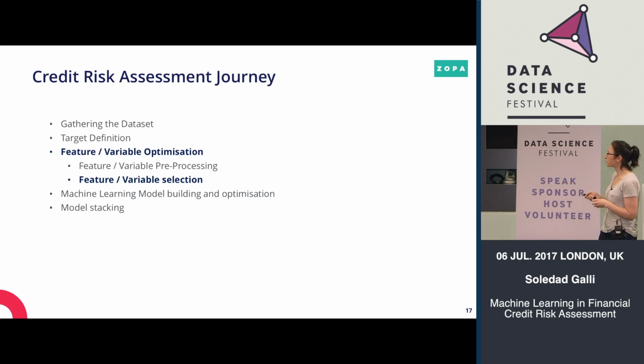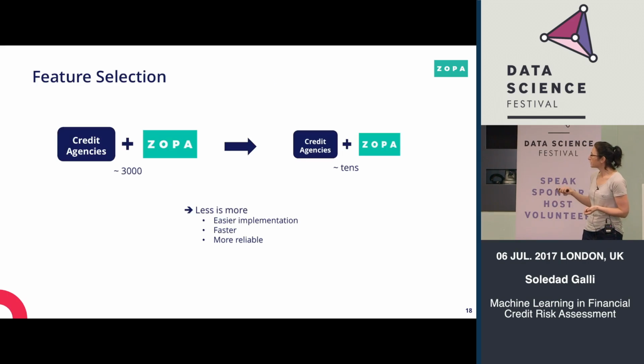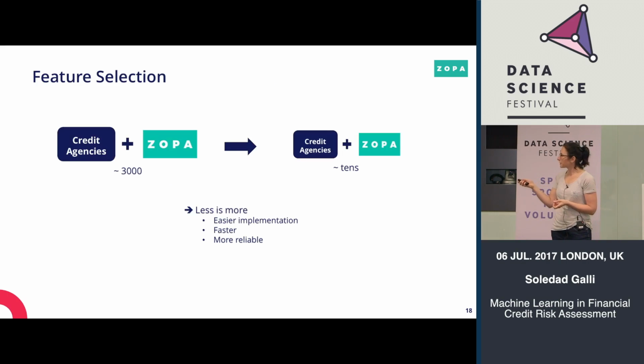So now that we have prepared the data set, we want to do some sort of feature selection. If you remember from previous slides, we start with around 3,000 variables from the credit agencies and from our platform. And ideally, we want to deploy a model that is about several tens of variables. And why do we want to do that? In general, less is more.